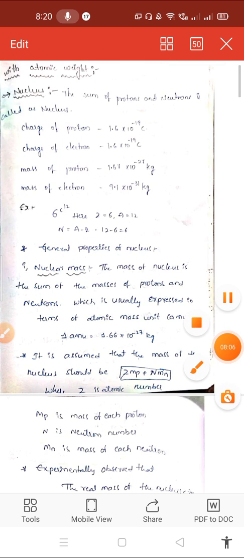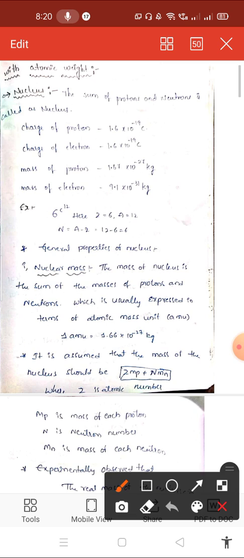Okay, Nana. Now next I would like to explain some of the properties of the nucleus. Nuclear properties. The first one is nuclear mass. Nuclear mass means what? I have already told you, nucleus is the sum of the protons and neutrons. Now, the mass of the nucleus is the sum of the masses of the protons and neutrons.